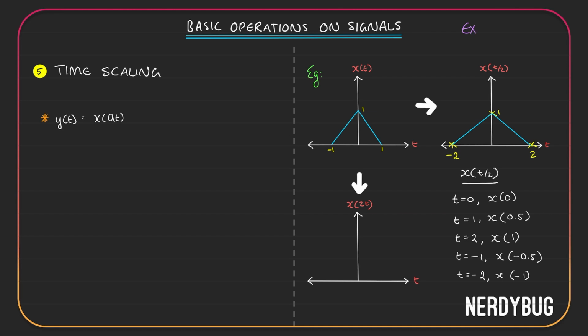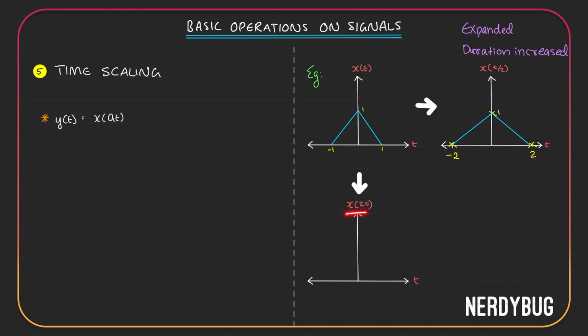We can see the signal has expanded and its duration increased. The duration of the original signal was from -1 to 1, 2 seconds. Now it is -2 to 2, here it is 4 seconds.